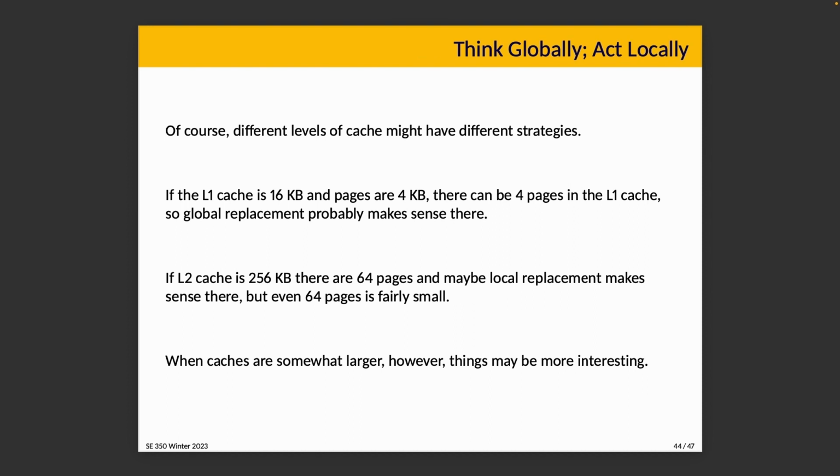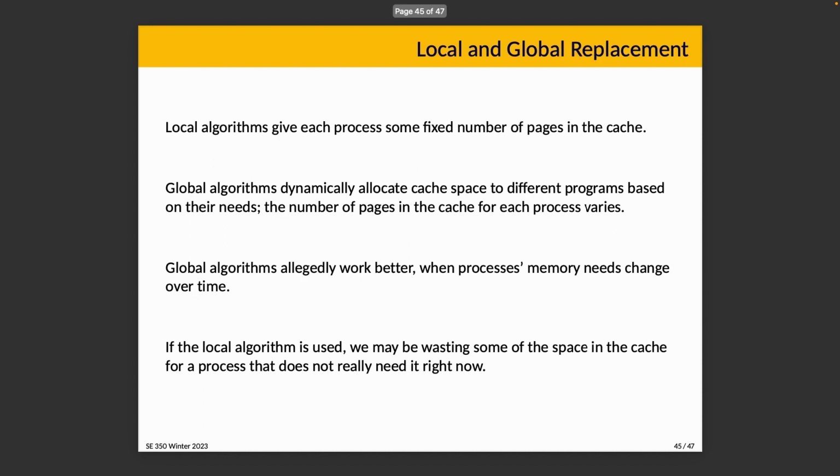Different levels of cache can also have different strategies if you just want to have some additional complexity to keep you up at night. Level 1 cache, if it's 16 kilobytes and there's 4 kilobyte pages, has 4 pages, so it doesn't make any sense to have reservations. If level 2 cache is 256 kilobytes, that's 64 pages. That again might be a bit too small for local replacement to work for us. When caches are somewhat larger, though, things may be a bit more interesting. Like maybe we don't want to allow one process to monopolize all of the cache just because it happened to run and generate a lot of page faults.